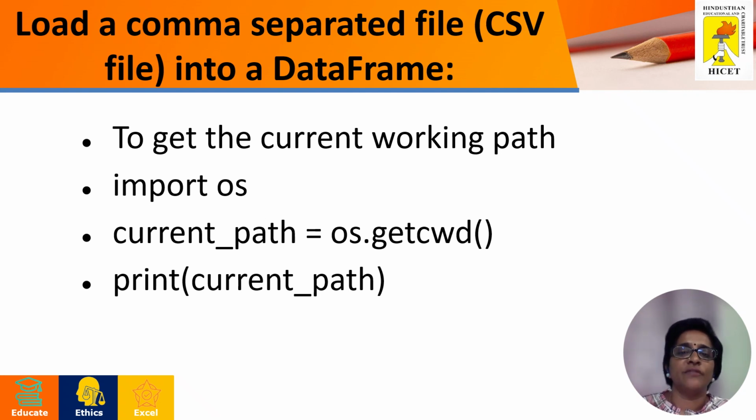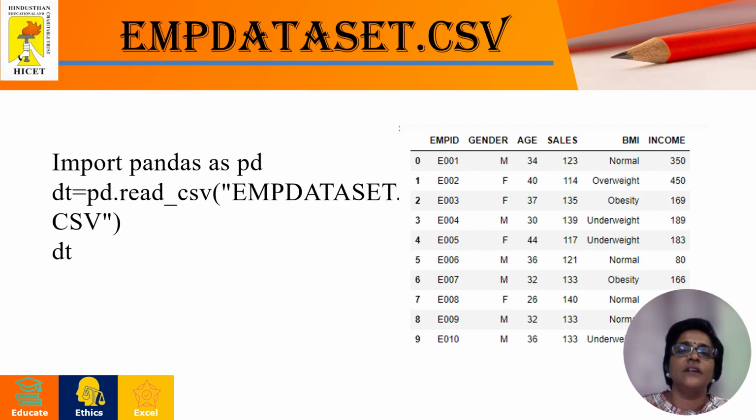Before loading the CSV file, I have to ensure the current working path of my file. So for that, I have to import the operating system package, and using the command os.getcwd, which means get current working directory, I can ensure what my current working directory is, and in that particular directory I am going to put all my dataset files. Once the files have been put in the current working directory, we are going to proceed with the first operation of loading a CSV file into the data frame.